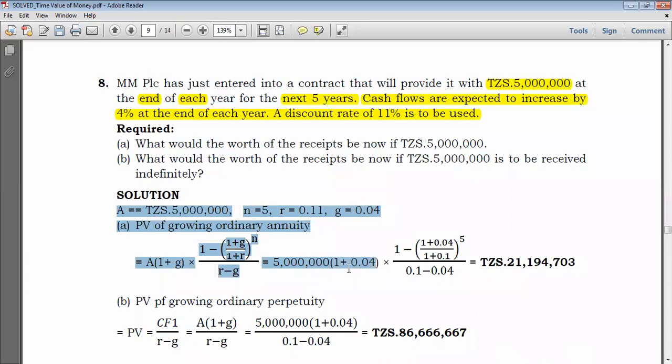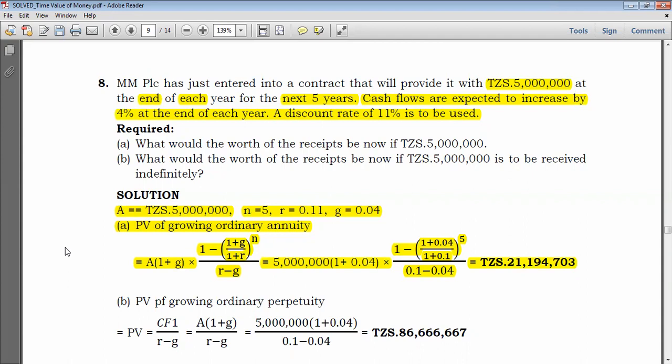You have 1 plus g, which is 4%, that is 0.04, times 1 minus, the formula says 1 plus g, so 1 plus 0.04 over 1 plus r. So over here, 1 plus r, which is 0.1, all raised to the power of 5, divided by r minus g. r equals 0.1 and g equals 0.04. You subtract those two and we'll have 21,194,703, just like this. So this would be your present value of your growing annuity, all right? And everything actually would be settled.